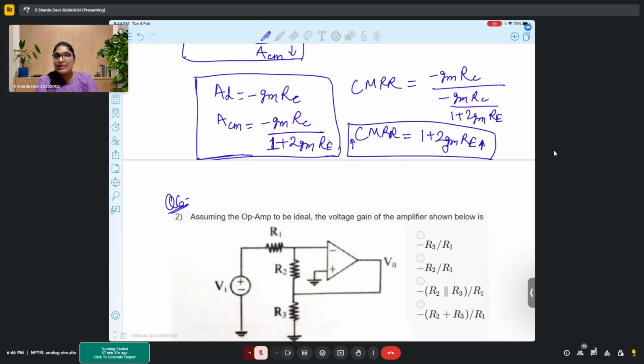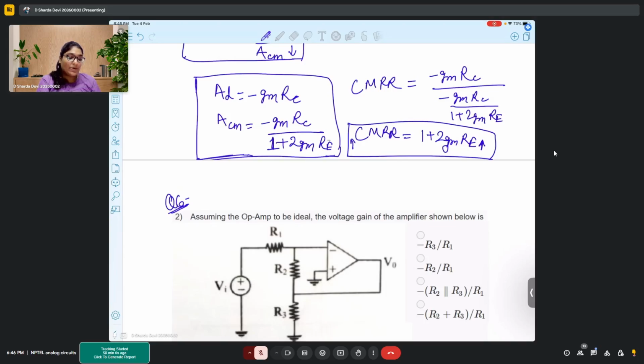After that, you can increase the gain, the differential gain, but the major idea is to reject the common mode. That's why we want our CMRR to be as high as possible. So if a common mode signal is present, where will it go? It should go through RE only, no? If a common mode signal is there in the circuit, then it should go through RE only.